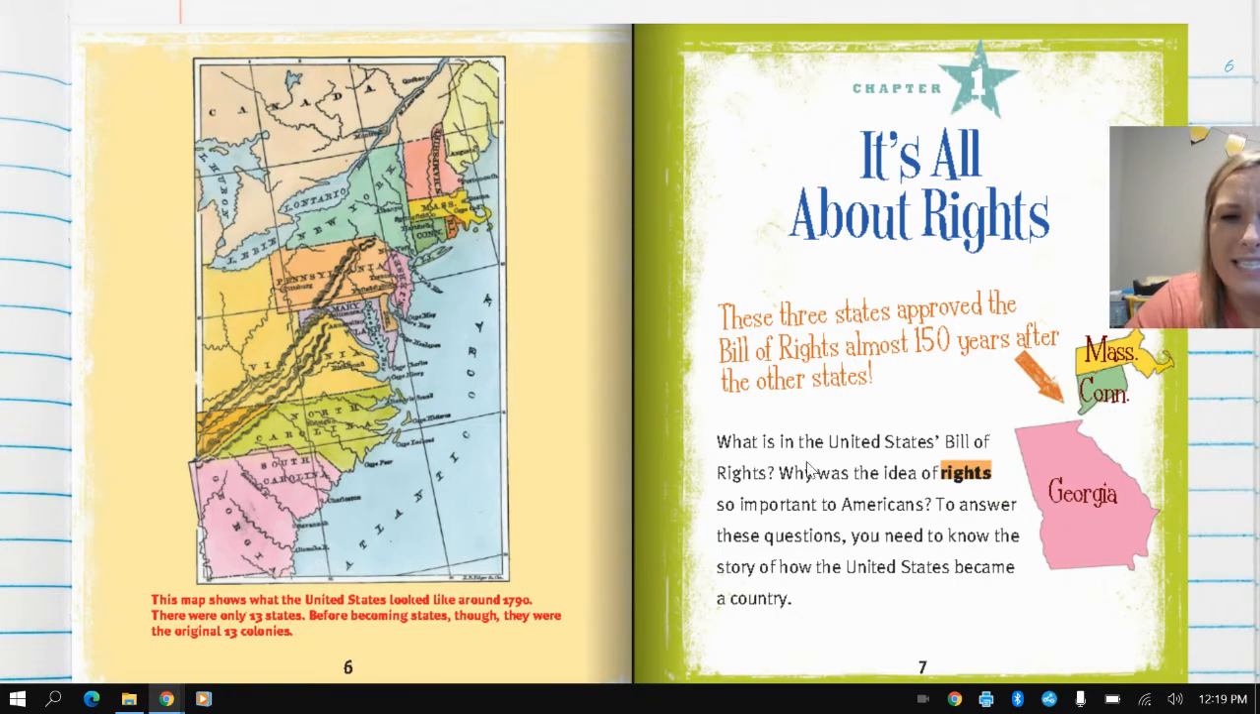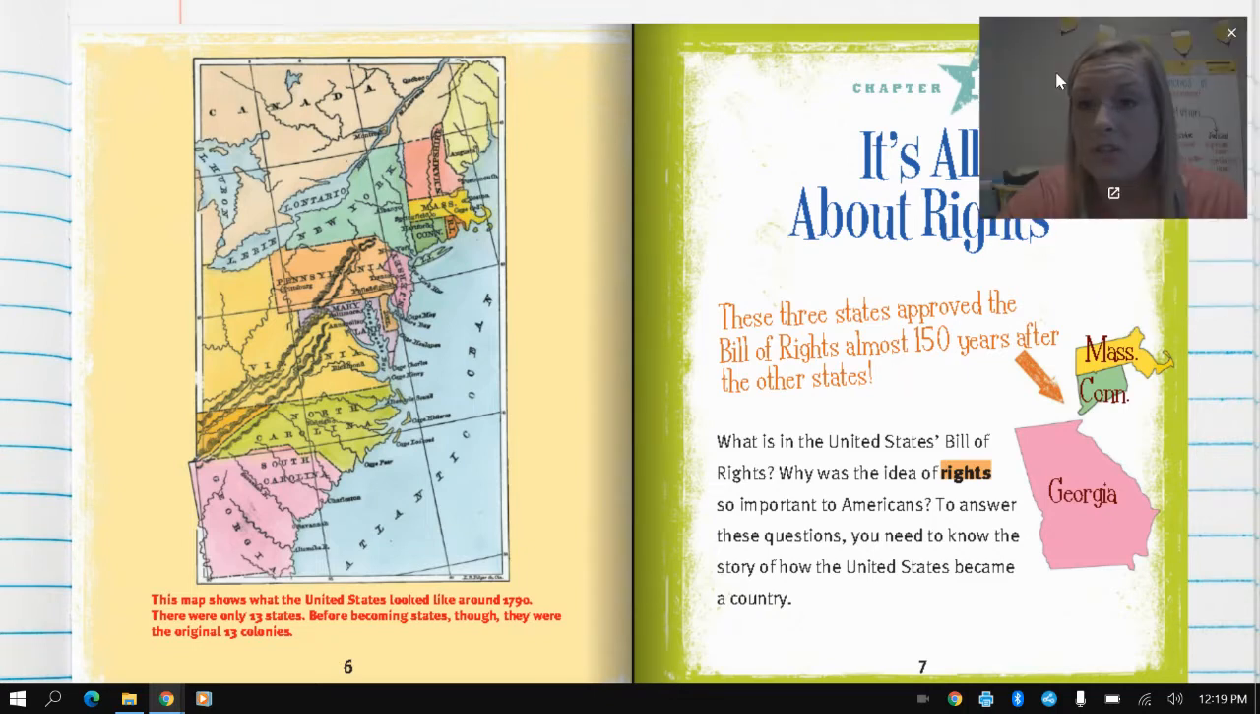So, what is in the United States Bill of Rights? Why was the idea of rights so important to America? To answer these questions, you need to know the story of how the United States became a country. So then you have Massachusetts, Connecticut, and Georgia here, and it says these three states approved the Bill of Rights almost 150 years after the other states. So this didn't even happen in one swift progress.